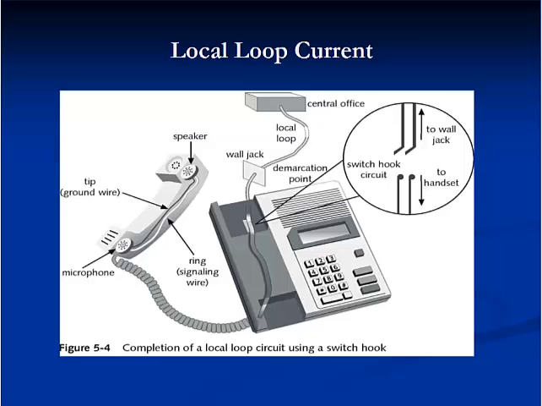Note that when the handset is lifted, a circuit is made between the wall jack and the handset, which completes the circuit in the local loop. Telephone systems use direct current, DC electricity, and the local telephone companies in North America provide negative 48 volt current from their Class 5 central offices. The current then carries voice signals, tones such as dialing and ringing tones, and signals about call status.